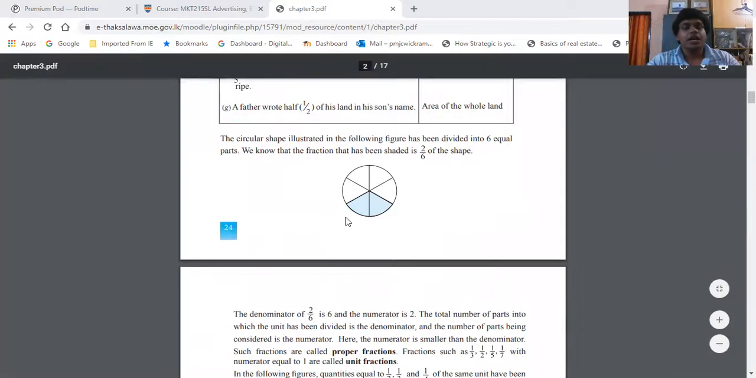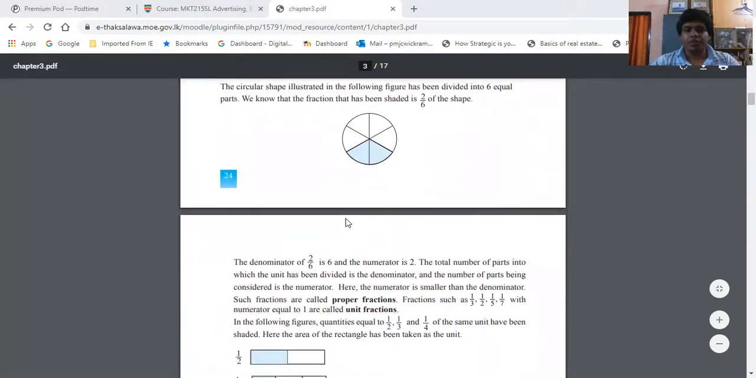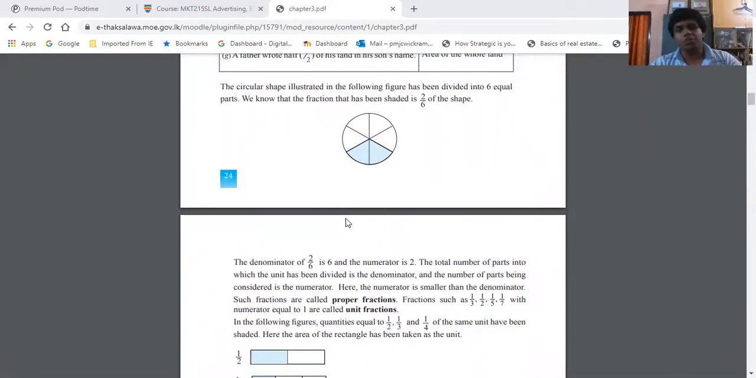Definitely, I will erase it. The circular shape illustrated in the following figure has been divided into 6 equal parts.